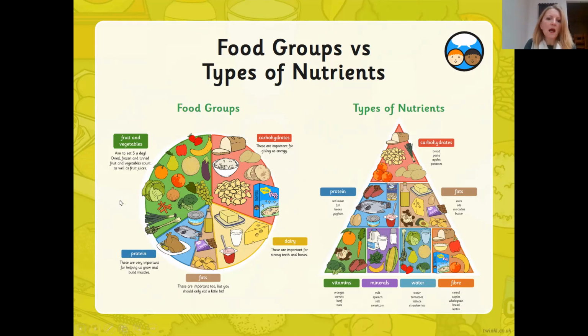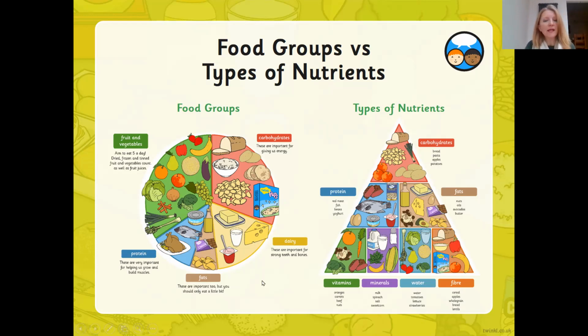Something like a potato. So a potato is a vegetable, but it also has a lot of carbohydrate in it. So which group would you put it in? The same with cereals. Cereals contain a lot of carbohydrates, but they also have a lot of vitamins and minerals in them. So which group would that go into? Cereals also contain a lot of fiber, and that doesn't appear anywhere on this diagram here.